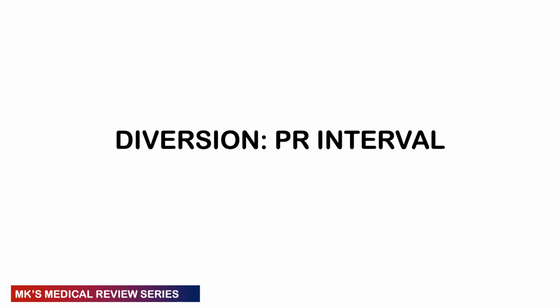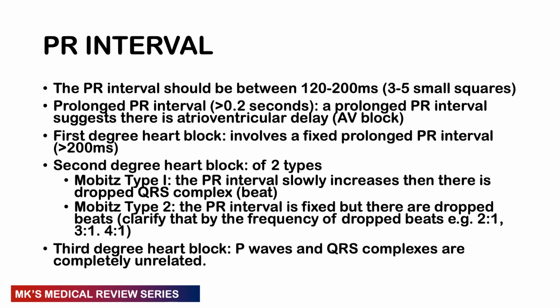So we're going to take a short diversion and have a look at the PR interval, because I didn't talk about the PR interval. Remember that your PR interval is roughly 120 to 200 milliseconds, which translates to about 3 to 5 small boxes. Your PR interval could either be shortened or prolonged. If it's shortened, it means that the impulse is originating close to the AV node, or the impulse is being conducted faster across the AV node by an accessory pathway that doesn't conduct it in the same time as the normal pathway.